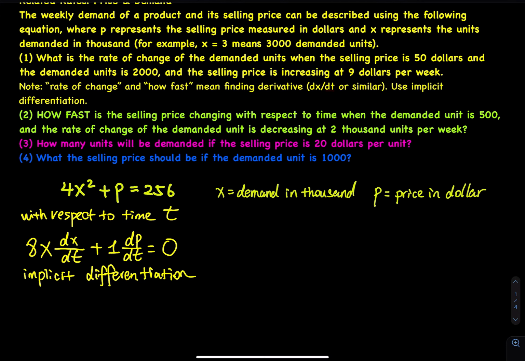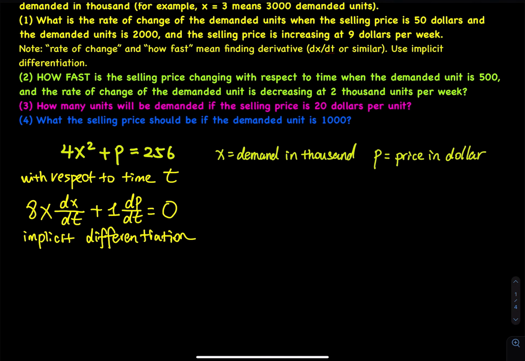What's next? The next job is to pick up the givens from the problem. They ask for the rate of change of the demanded unit, so that means they are asking for dx/dt. So dx/dt, we don't know. When the selling price is $50, P equals 50, and the demanded unit is 2,000. Should I let X equal 2,000? The answer is no. You should just let X equal 2, because X is already in thousands.